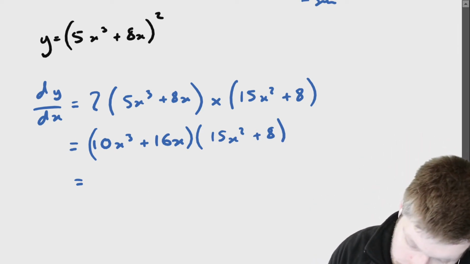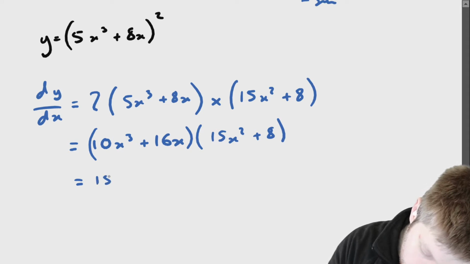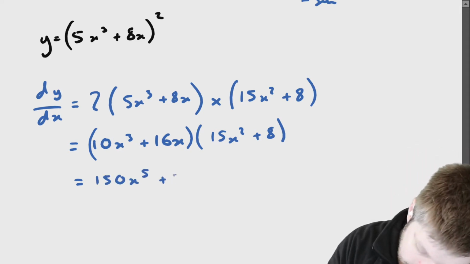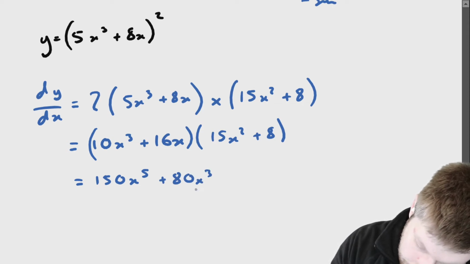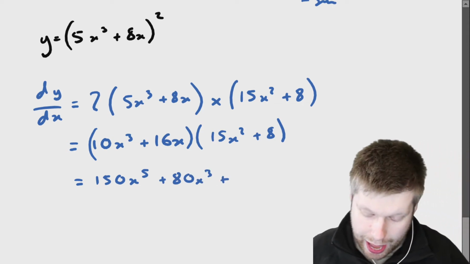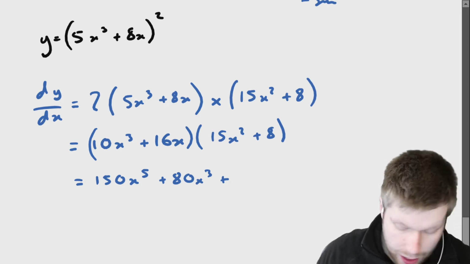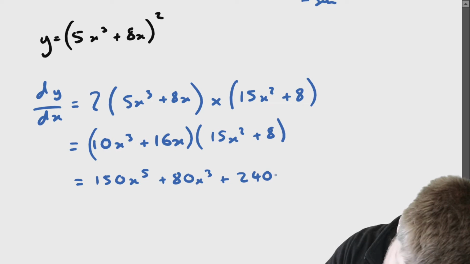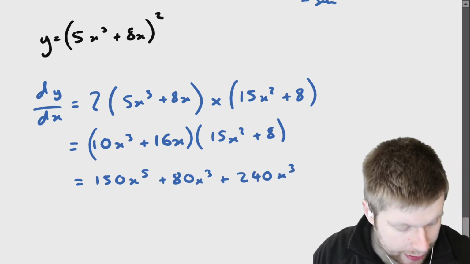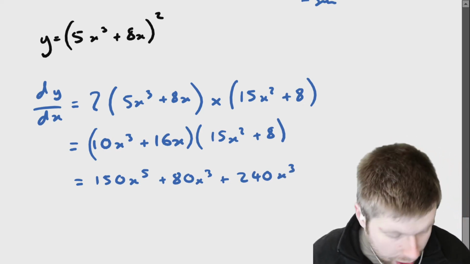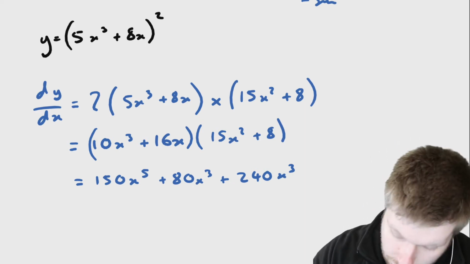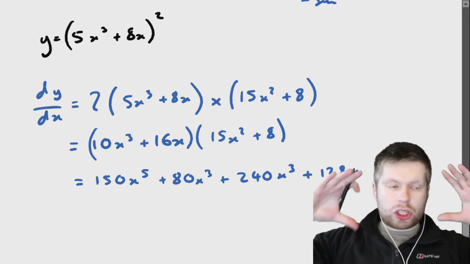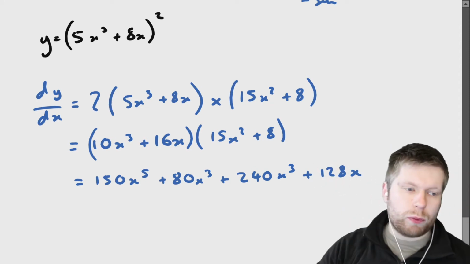So 10x cubed times 15x squared, that's going to be 150x to the power 5. Then 10x cubed times 8, that's going to be 80x to the power 3. And then 16x times 15x squared, that's going to be 240x to the power 3. And then finally 16x times 8 is going to come out as 128x. Okay, so that'll be the derivative. So again, start at the outside function and multiply your way inwards.